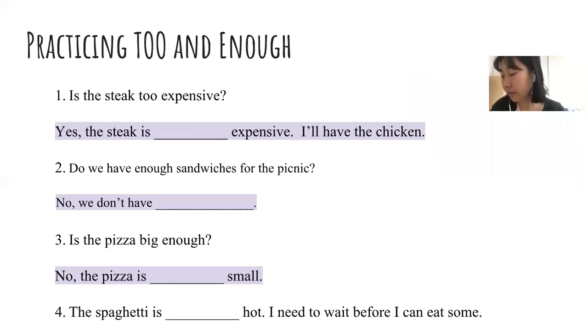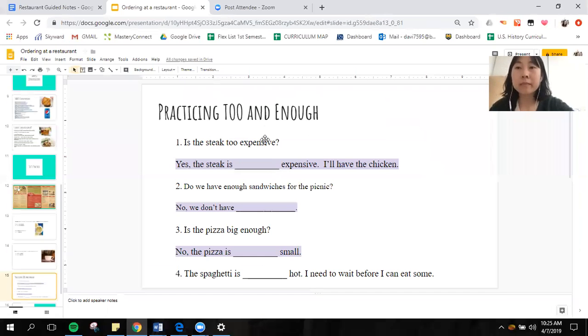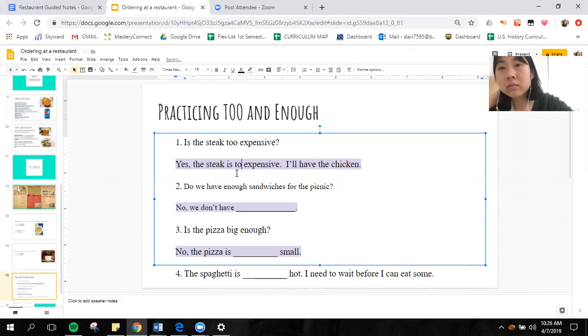Okay, let's do a little short practice with this. We're going to practice too and enough. So we will fill in the blank with the proper word. If someone asks, is the steak too expensive? You could say, yes, the steak is blank expensive. I'll have the chicken. So do you think too or enough would go into that blank? I think it's too. Perfect, excellent.